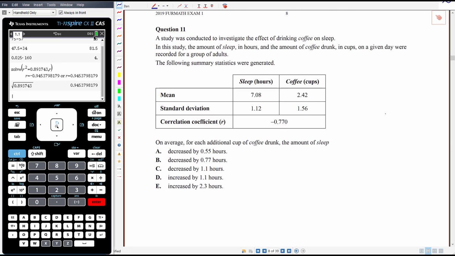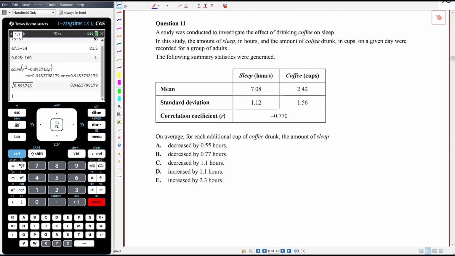Okay, question 11. A study was conducted to investigate the effect of drinking coffee on sleep. In this study, the amount of sleep in hours and the amount of coffee drunk in cups on a given day were recorded for a group of adults. The following summary statistics were generated. Okay, so we've got the mean and the standard deviation.